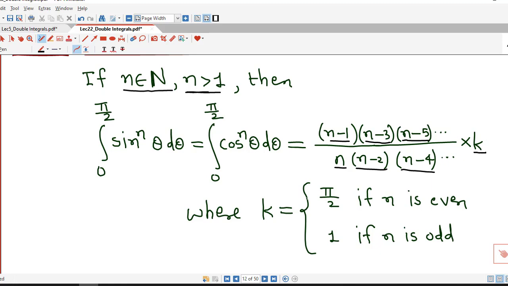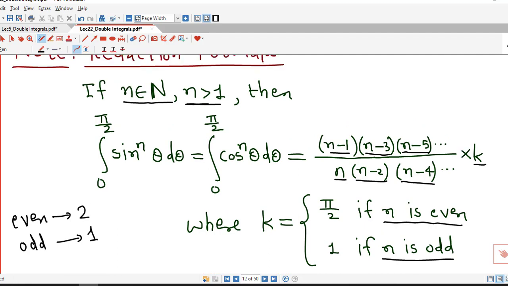Into k, where k is pi by 2 if power n is even, and k is 1 if power n is odd. Now when we are writing this product n minus 1, n minus 3, n minus 5, or the product in the denominator, we will keep in mind that if the first factor is even, we will stop when we obtain 2, and if the first factor is odd, we will stop when we obtain 1.